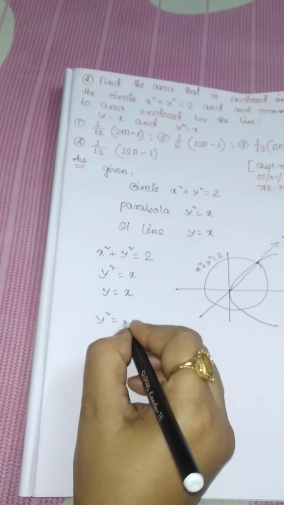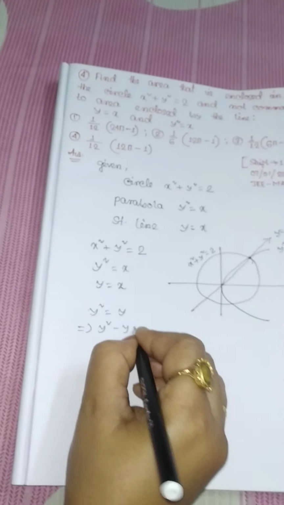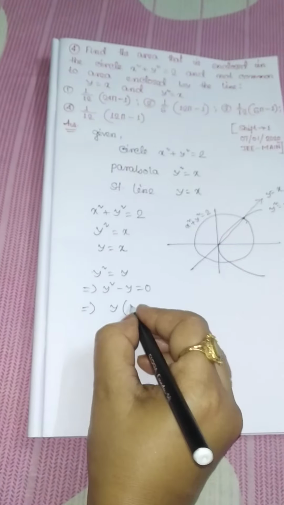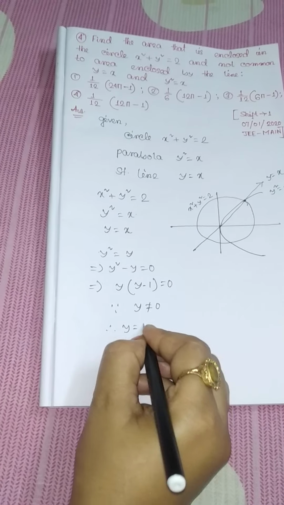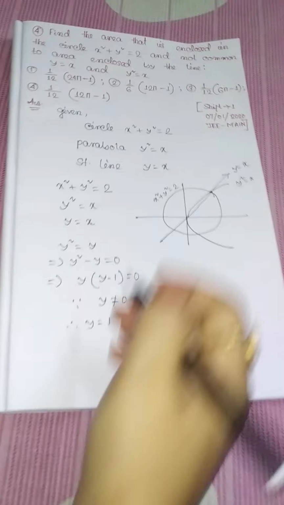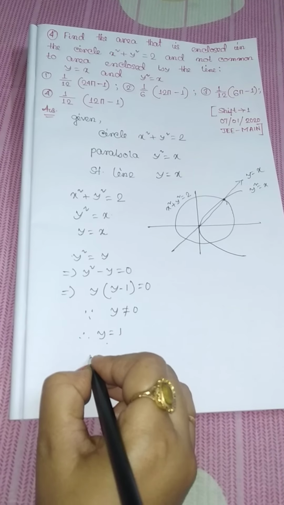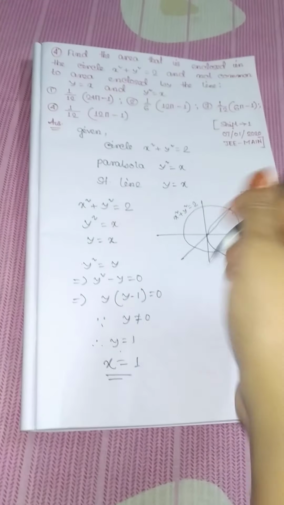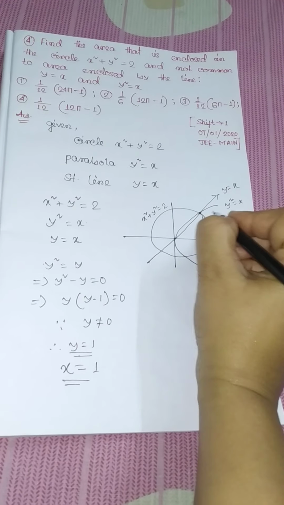Putting x is equal to y in this, y square is equal to y, that implies y square minus y is equal to 0, that implies y is equal to 0 or 1. As y is not equal to 0, therefore y is equal to 1. So y is equal to 1, and from the circle it is proved that x is equal to 1 also, as x square plus y square is equal to 2. So these three coincide at the point 1, 1.